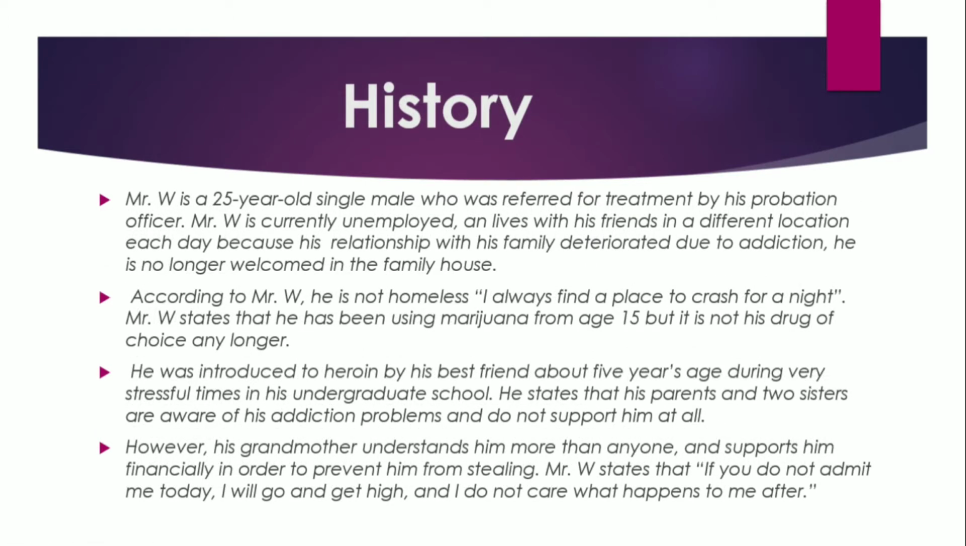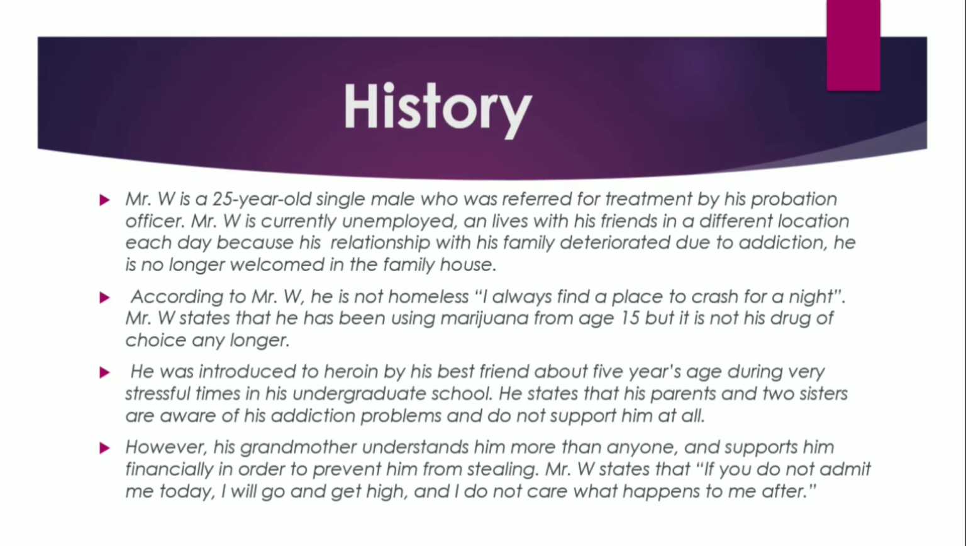History: Mr. W is a 25-year-old single male who has been referred for treatment by his probation officer. Mr. W is currently unemployed and lives with his friend in a different location each day because his relationship with his family deteriorated due to addiction. He is no longer welcome in the family house. According to Mr. W, he is not homeless. "I always find a place to crash for a night."